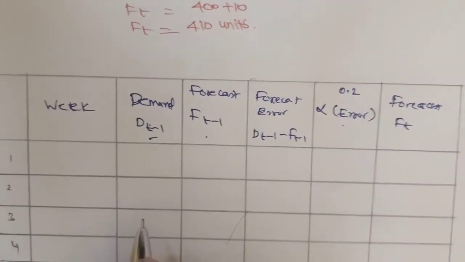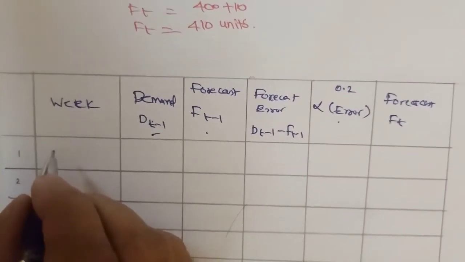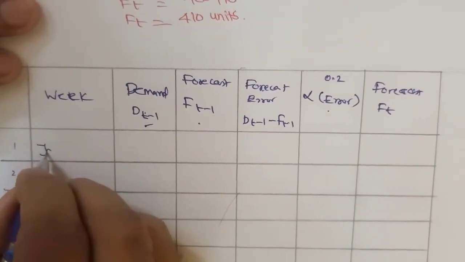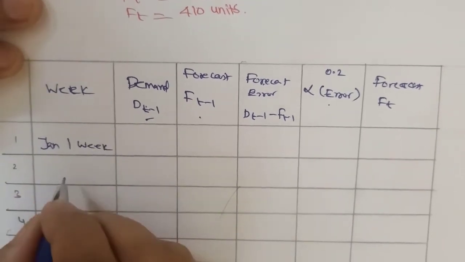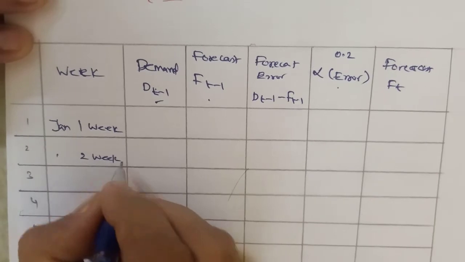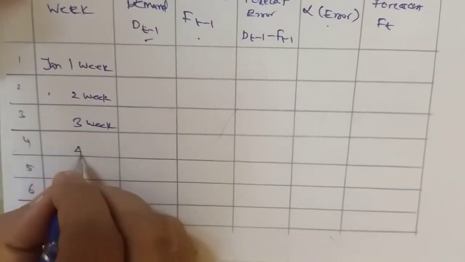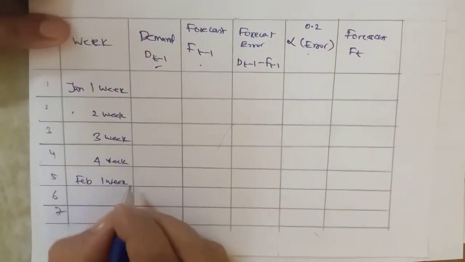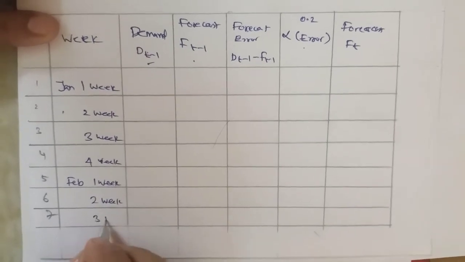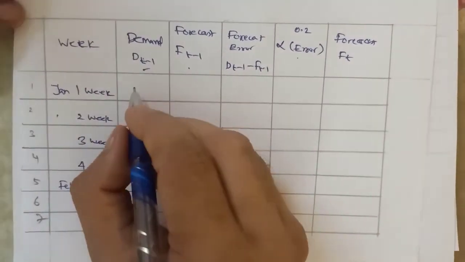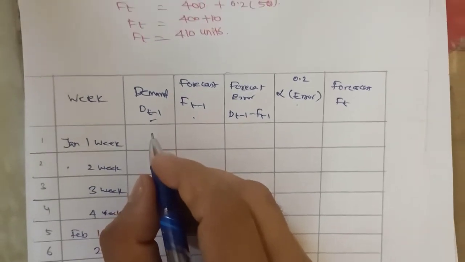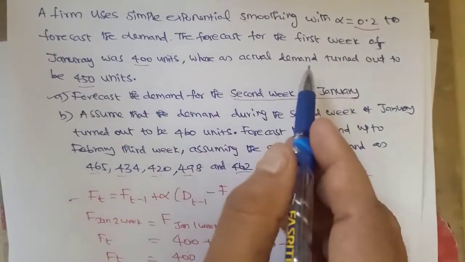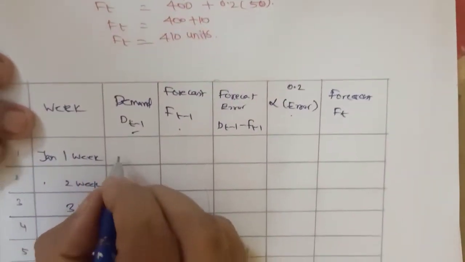So now we fill the week first. It starts with January first week. Same January second week, third week, fourth week. Next February first week, second week, third week. So here demand for the January first week is given in the problem. First week of demand turned out to be 450 units.